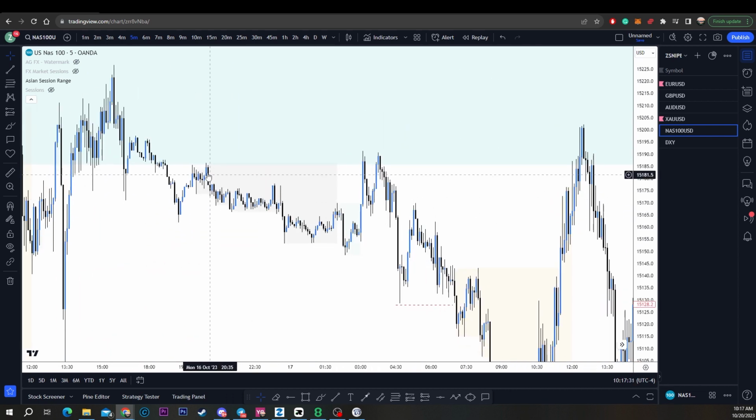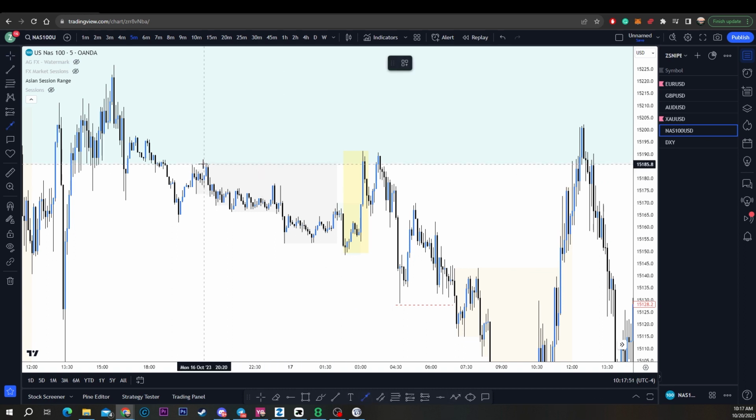All right, so here's Asian session. You can see Asian session is usually slow, okay, especially for NAS and the indices because the market's not open. So Asian session is always gonna look this slow. All right, but as soon as London session opens, you can see the market goes straight up and we take out these highs, Asian session highs, right?